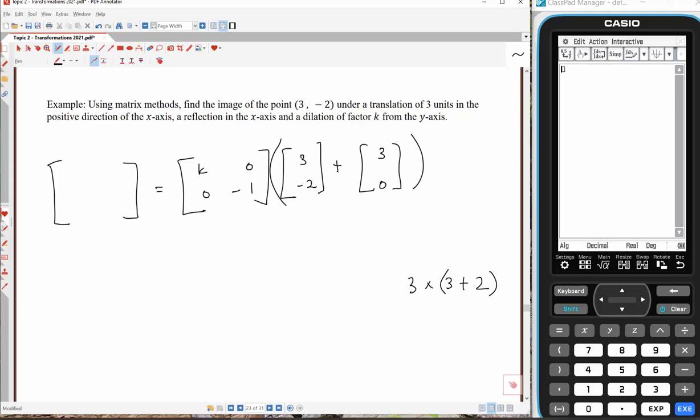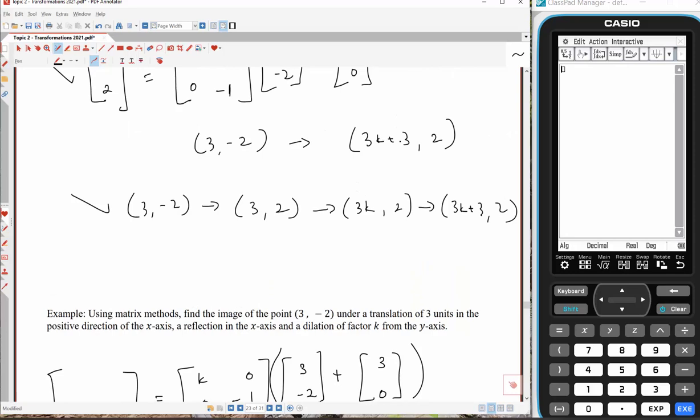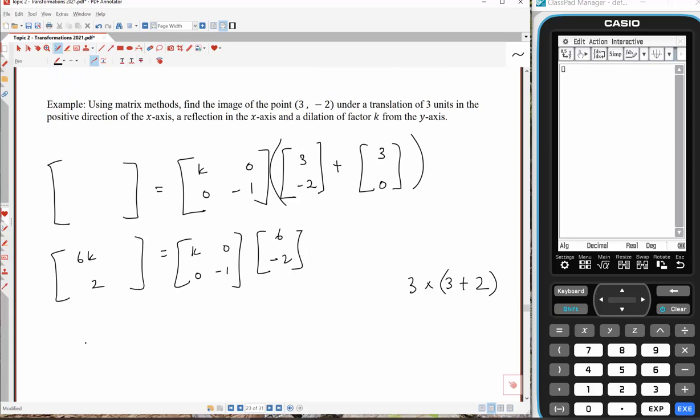And what's going to happen is we're going to do 3 plus 3, which is equal to 6. And then we're going to do k multiplied by, so I better show my working out for this, k, 0, 0, negative 1. We're going to add these together, and that's going to be 6 and negative 2, which is equal to this. So k times 6, that's going to be 6k, and this one is going to be 2. Okay, so you'll note that the transformed point is different to this. This is 3k plus 3. This is 6k.